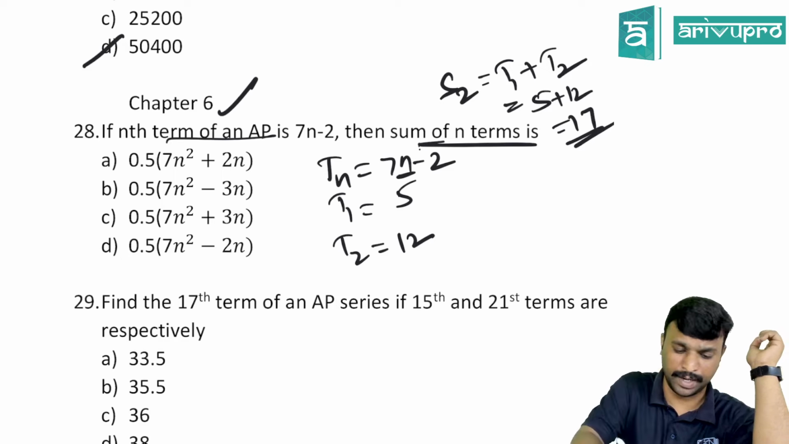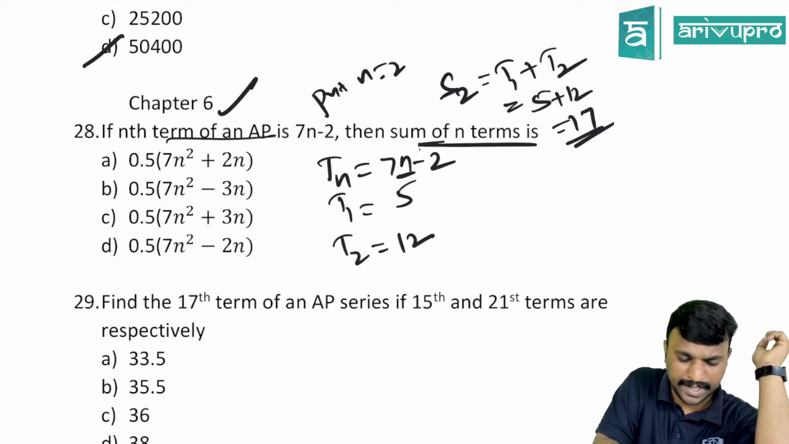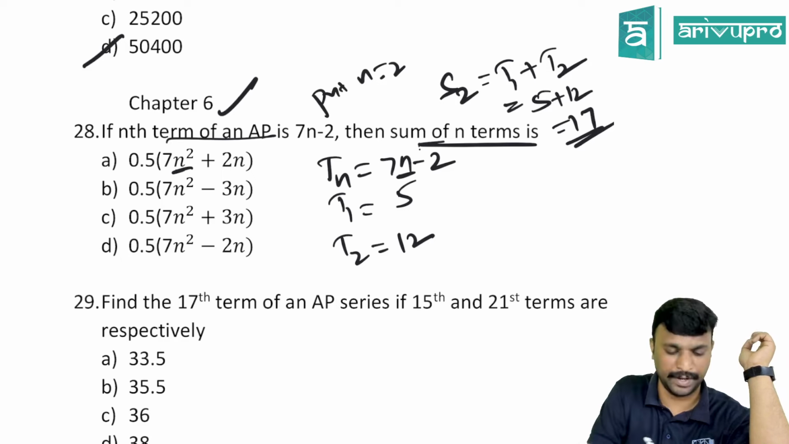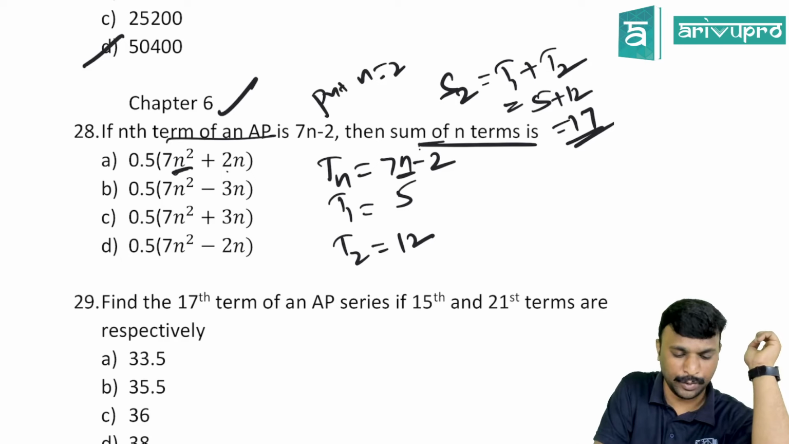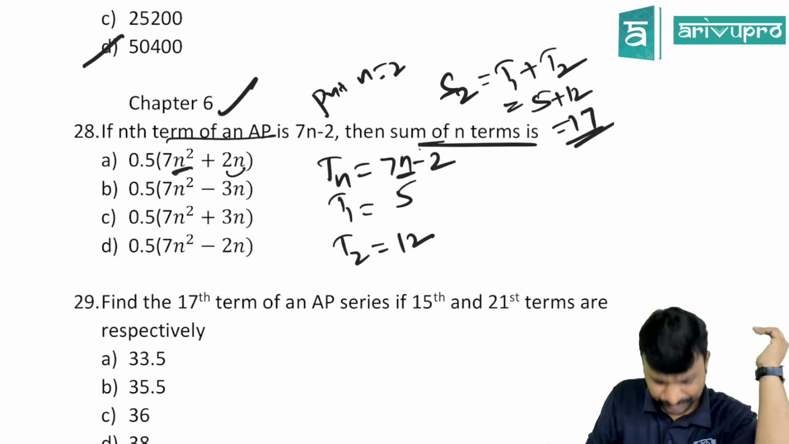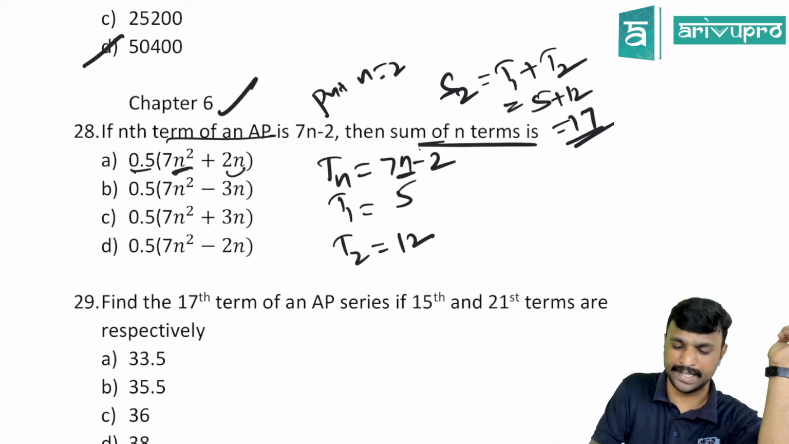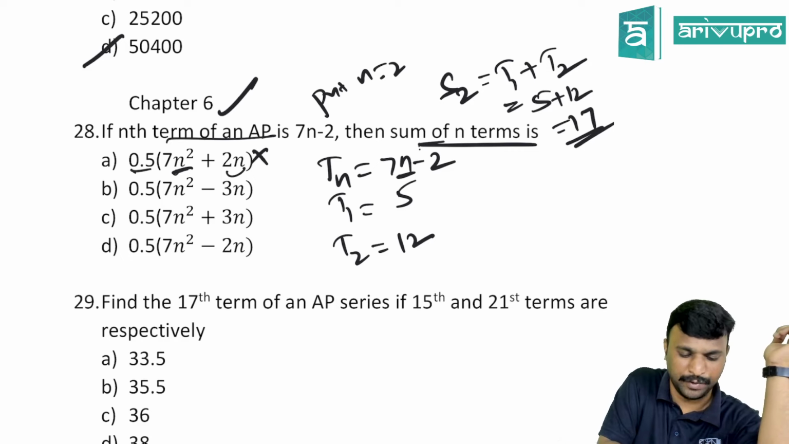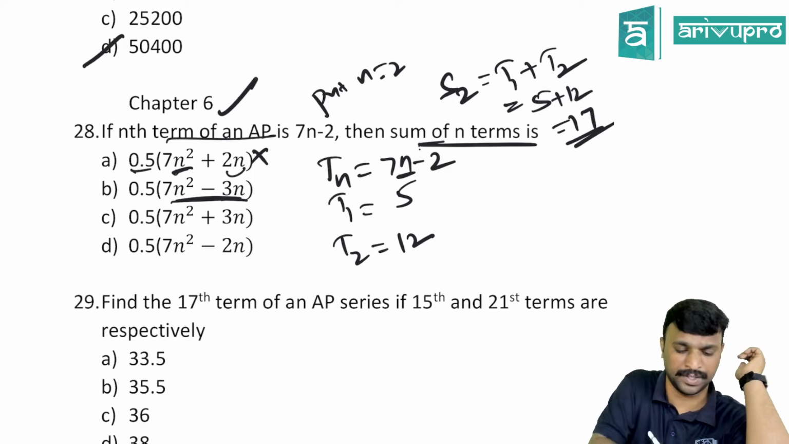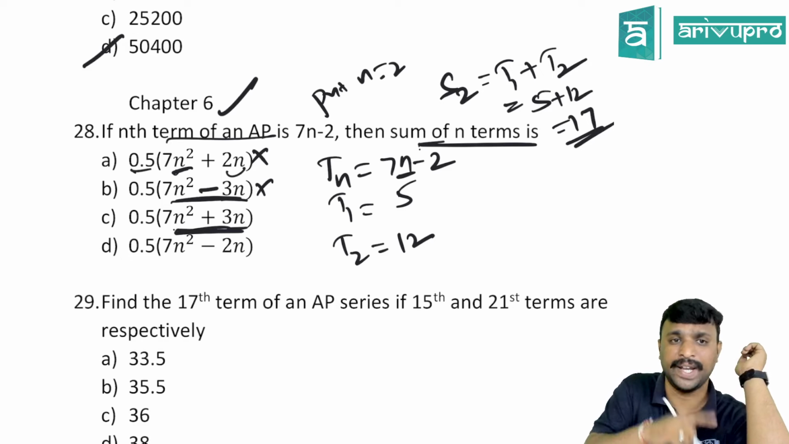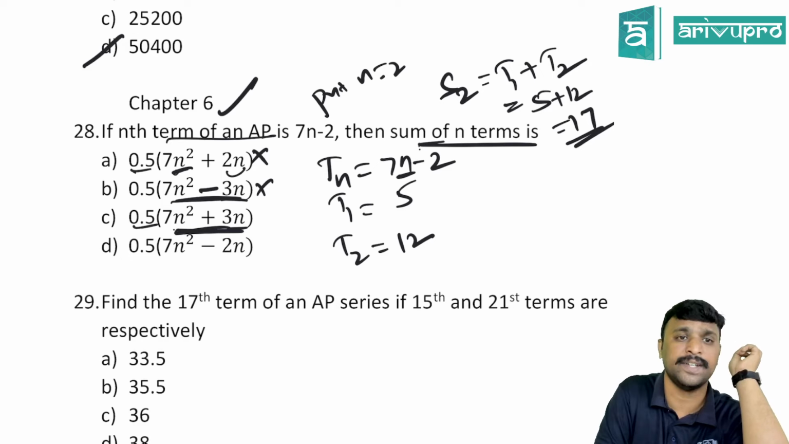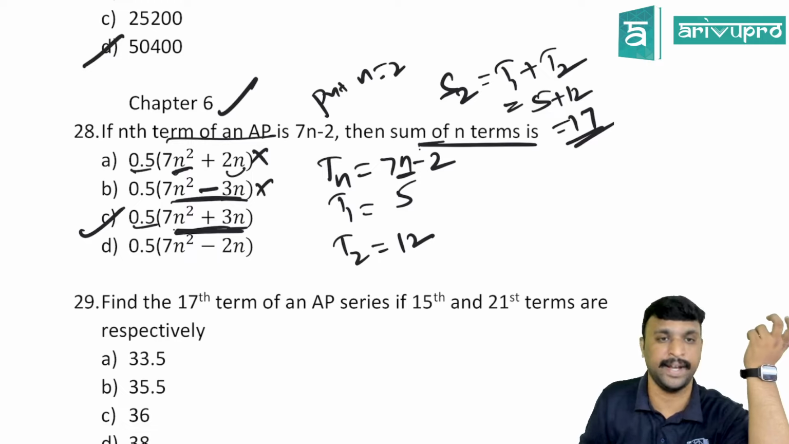Guys, by plugging in what? Put n is equal to 2 in the options. If I put n is equal to 2, 7 into 2 squared, that is 28. 2 into 2 is 4. 28 plus 4 is 32, into half, it is 16. Definitely, it is not the right answer. If you see this, definitely it will be lesser than 16, because something is getting subtracted from 28. It can't be the answer. If you see option C, guys, 7 into 4, because n squared is 4, plus 3 into 2 is 6. 28 plus 6 is 34. 34 into half is 17. So option C is the right answer.